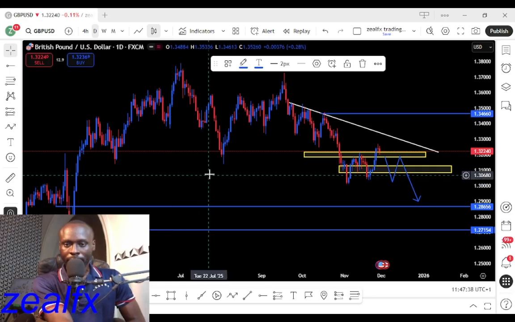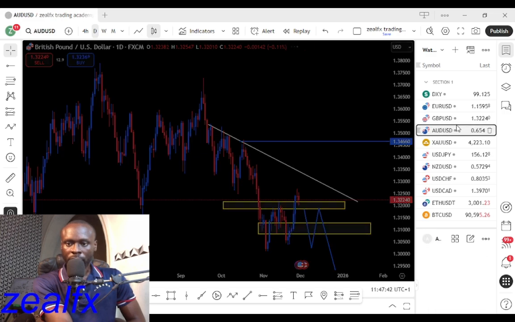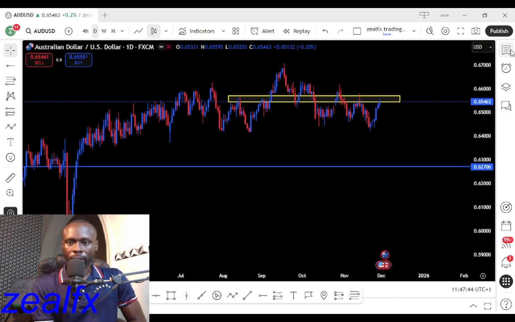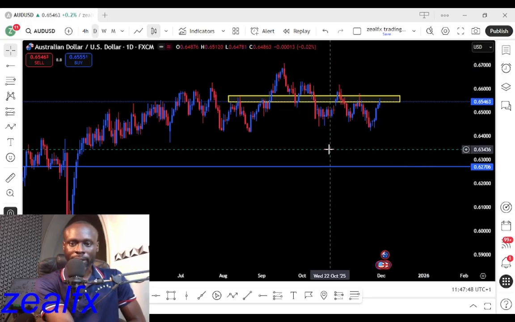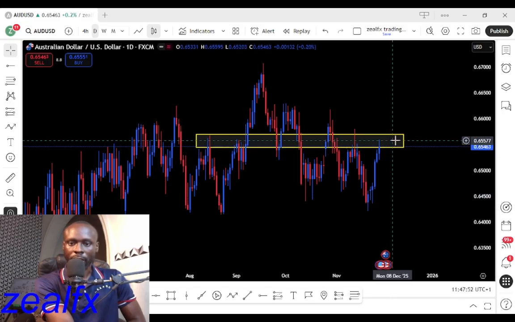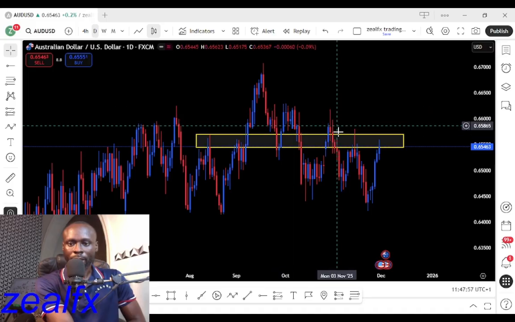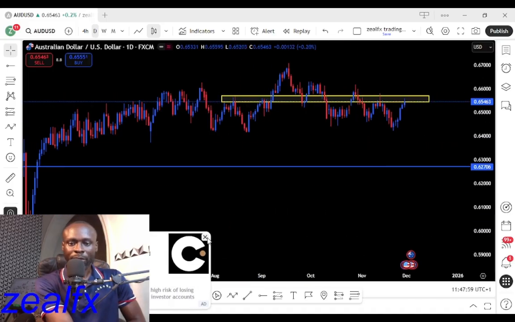So let's look at our next pair, which is the Australia USD. So Australia USD on the daily chart still has this sideways trend. You can see we still have a sideways trend on the Australia USD, where we have this higher high, lower high, lower high, lower high. Then we also have this major level.